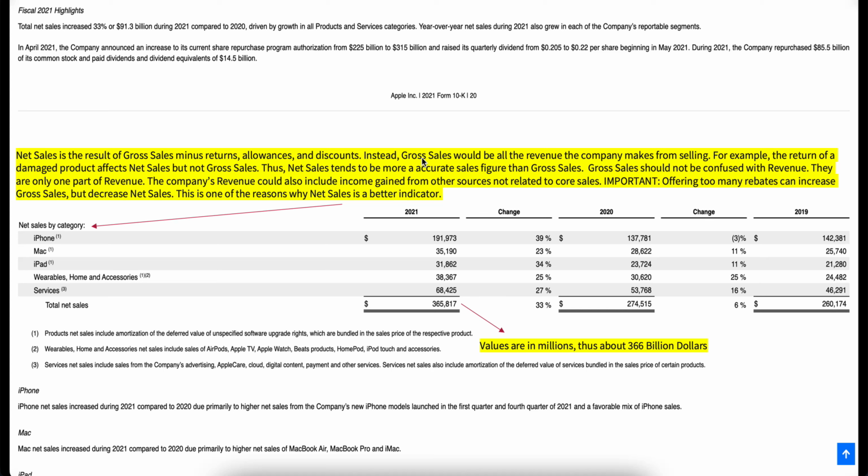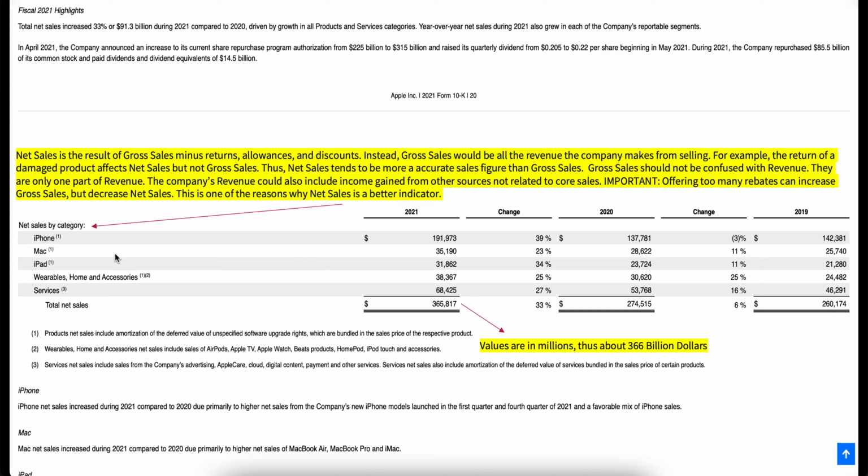So gross sales include returns, allowances, and discounts. For example, picture the situation where somebody returns a damaged product to us, like an iMac. This kind of return doesn't affect gross sales because it was part of our selling, and it's still considered part of our selling. But it is deducted from net sales, because net sales deduct these kinds of allowances or returns. Thus, net sales tend to be a more accurate figure, and the one that we want to be looking at instead of gross sales.